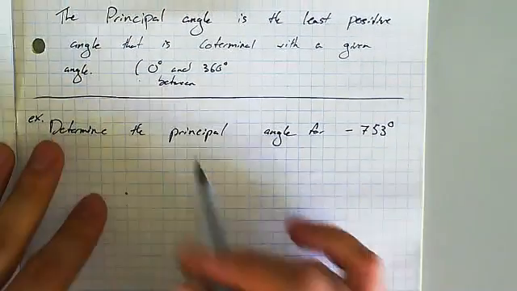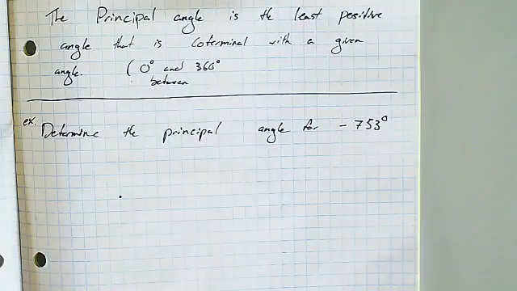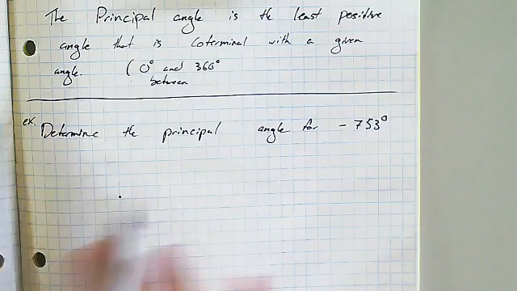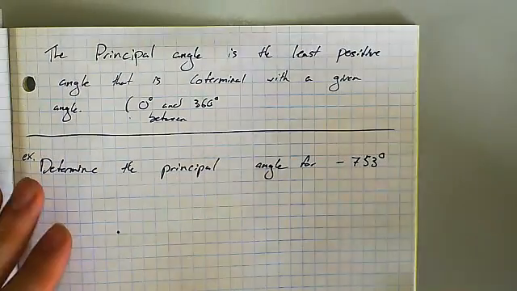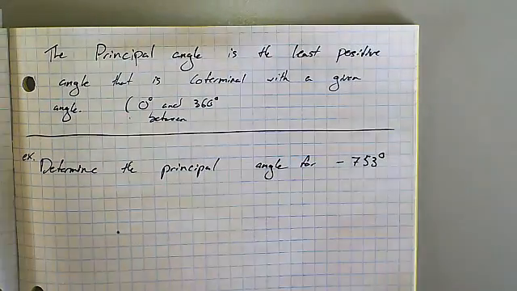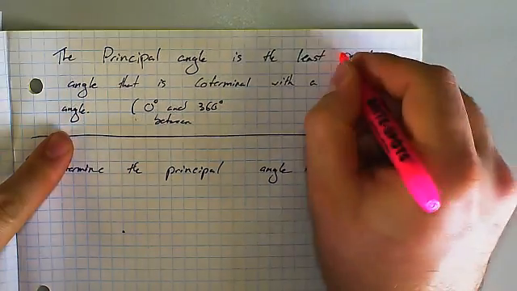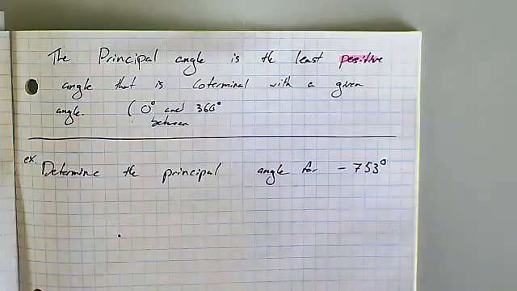Sometimes you'll be asked about the principal angle. The principal angle is basically the least positive angle that is a coterminal angle within the given angles. So it's positive is the key point you want to take away from that. It has to be positive.